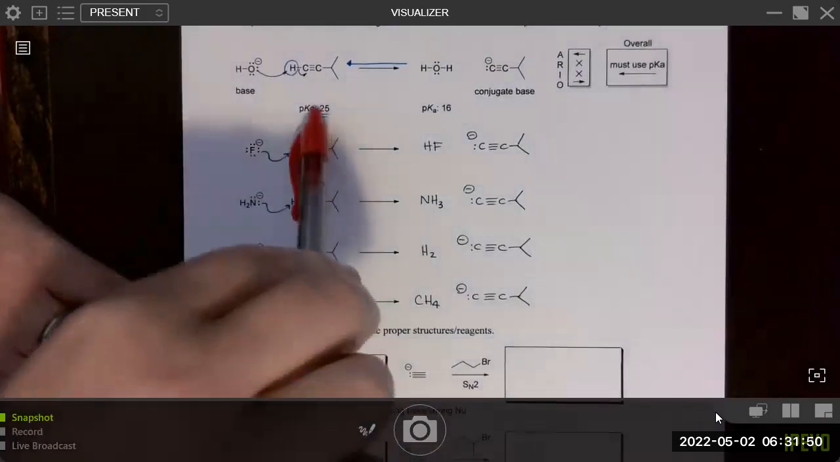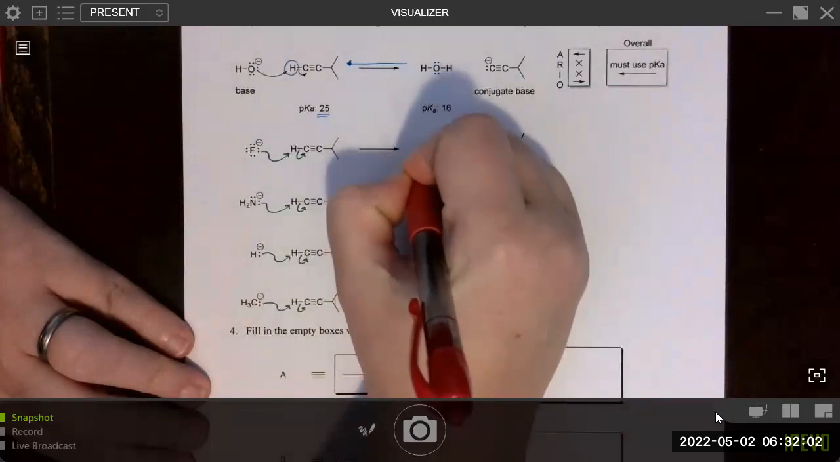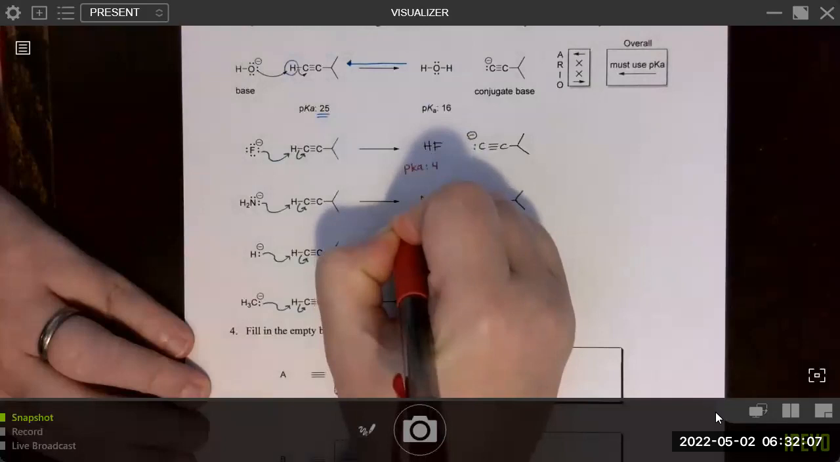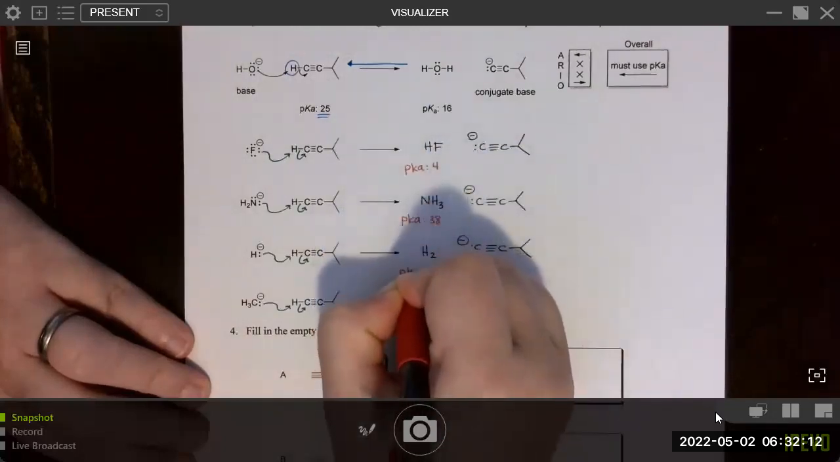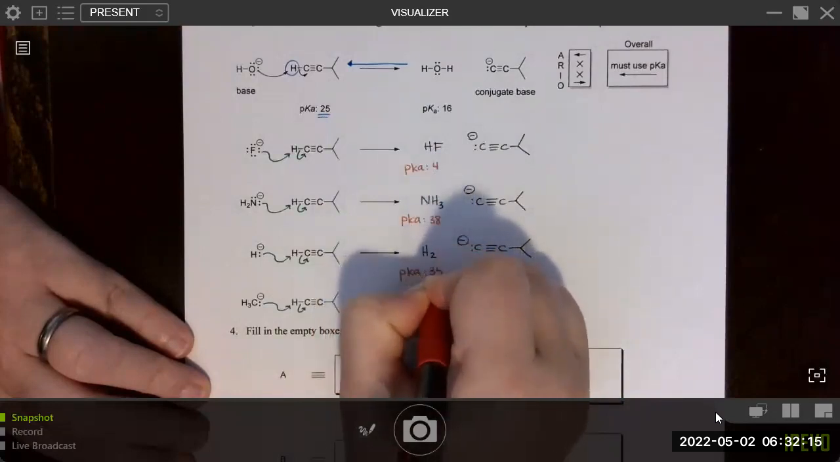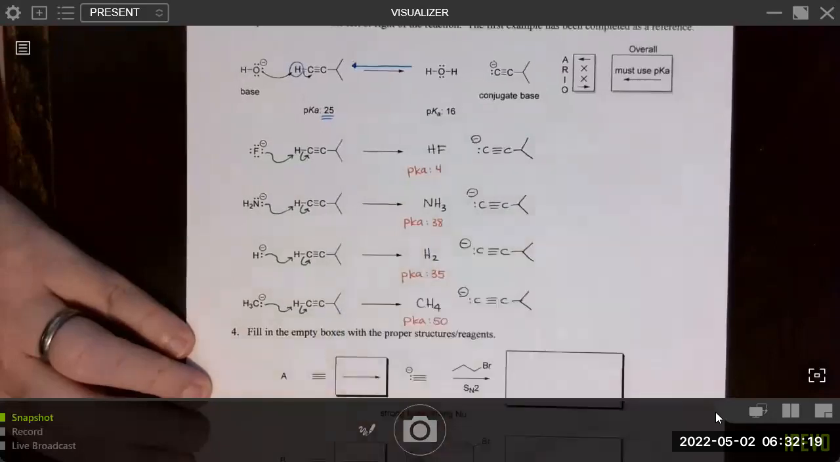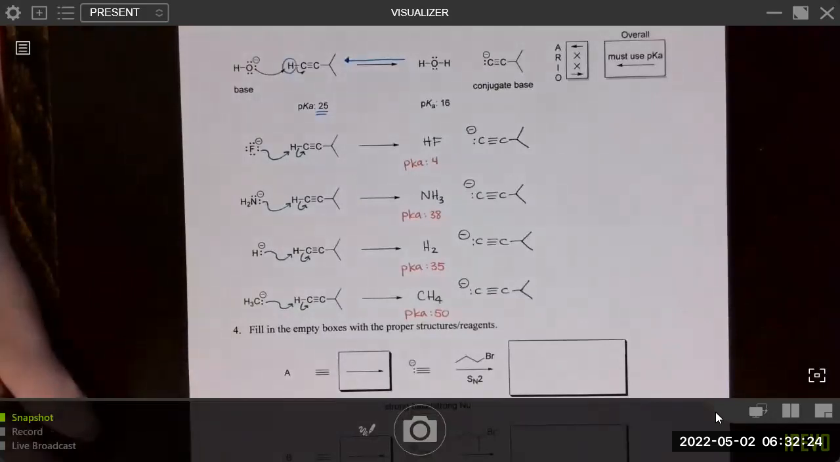Because we know the pKa of the acid is 25. So what is the pKa of the conjugate acid? That will allow us to know which way the equilibrium lies. So the pKa of HF is about 4, approximately. The pKa of ammonia is about 38. The pKa of H2 is about 35. The pKa of methane is about 50. So you could have looked those up in chapter 3 or just Googled it.